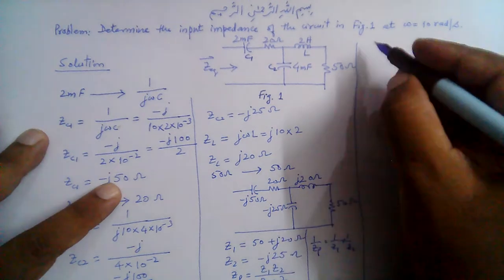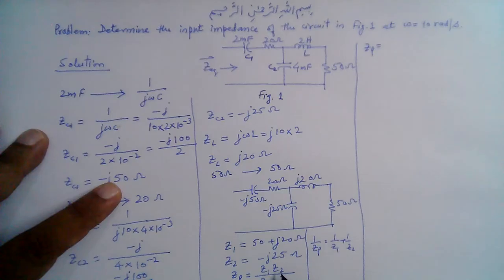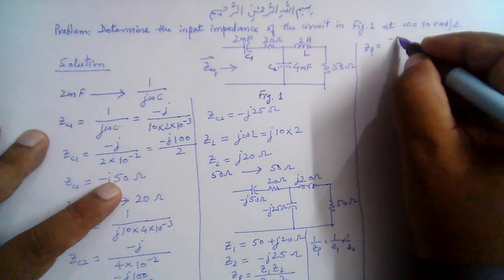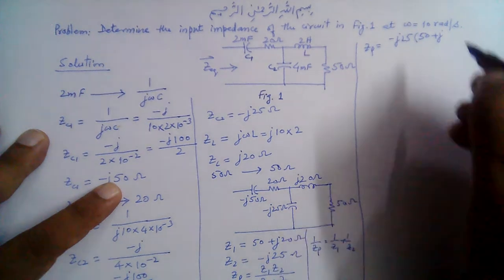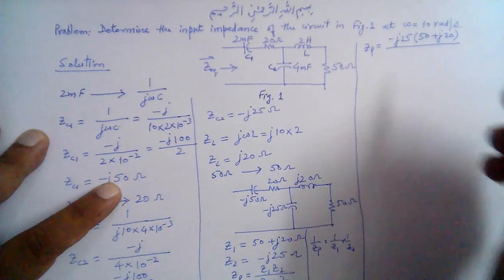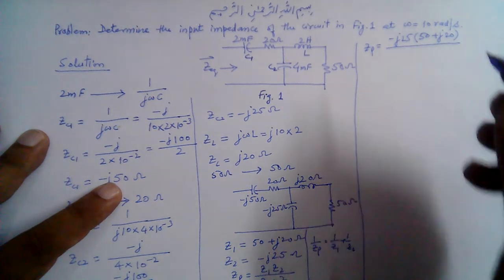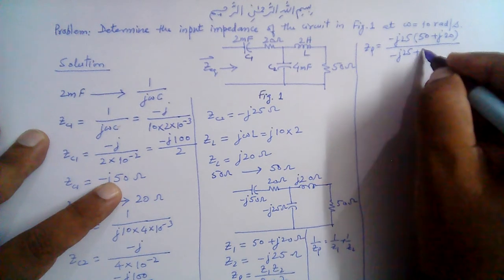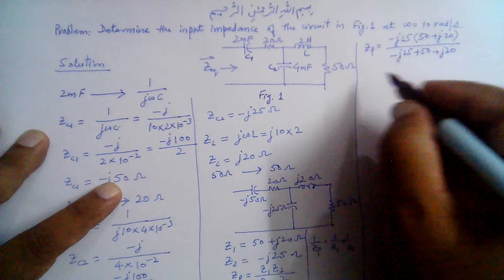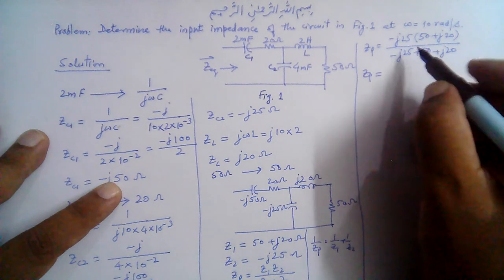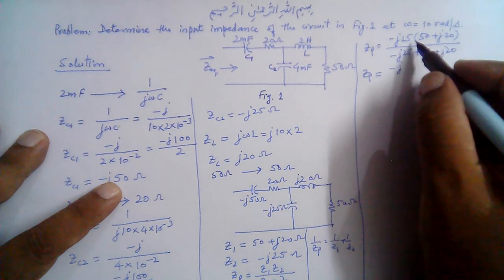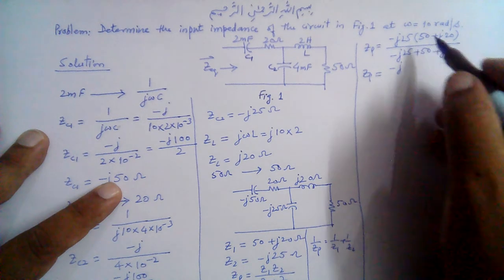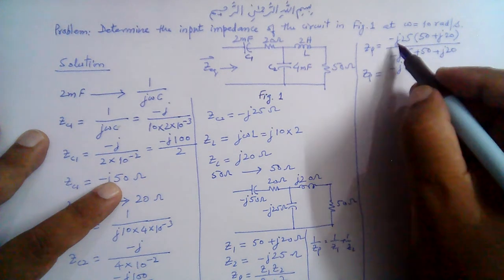So Zp is equal to Z1 multiplied by Z2. And we have 50 plus J20 multiplied by minus J25, and that is divided by their sum, so that is again minus J25 plus 50 plus J20. So Z parallel is equal to minus J25 multiplied by 50. So minus J, that is 25 times 50, will be 1250. And minus J multiplied by J.